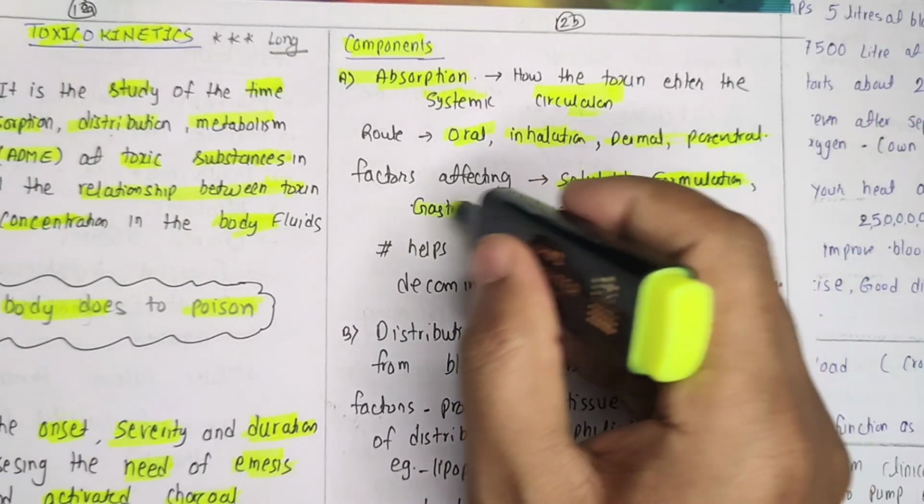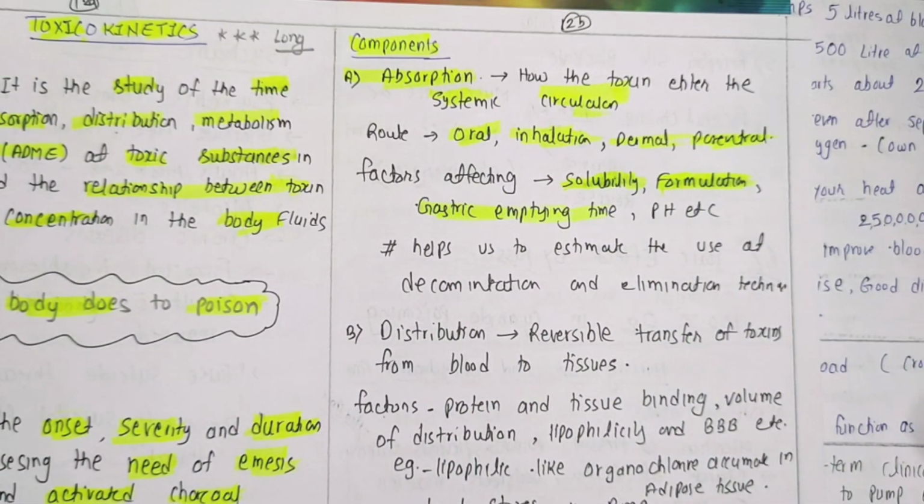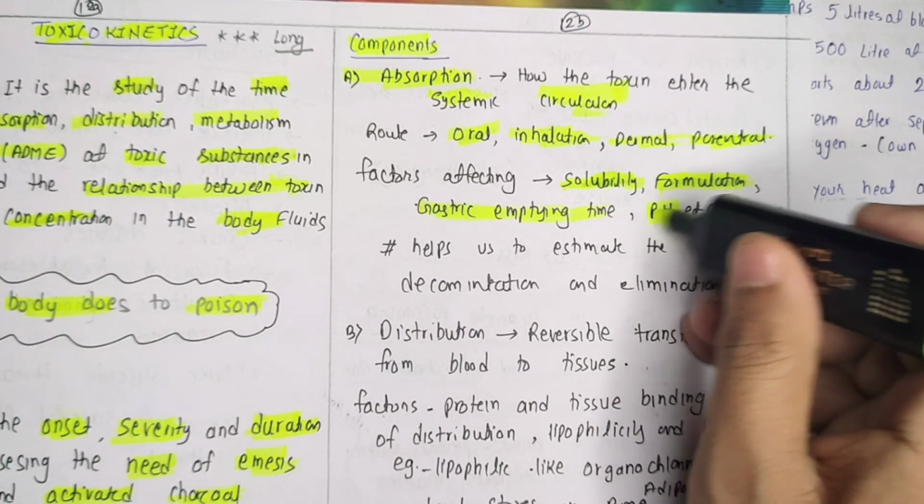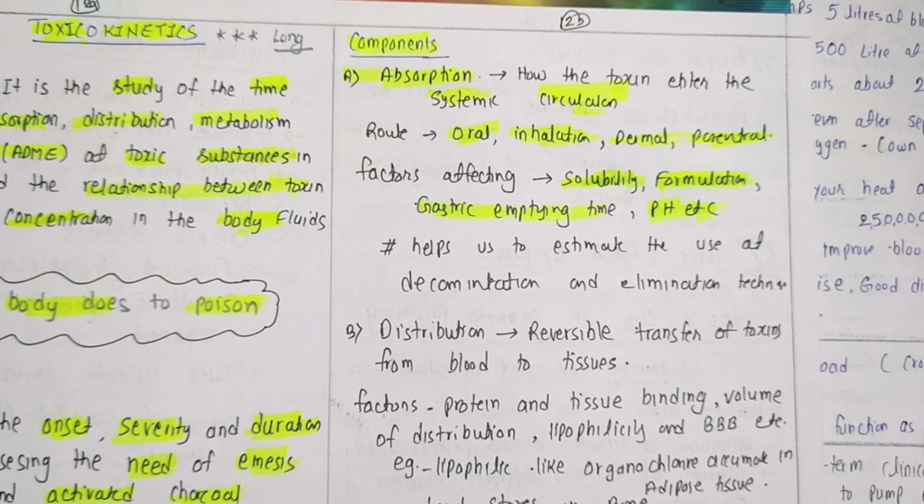Then what is the gastric emptying time? If the gastric emptying time is very fast, we will go with the catharsis process or whole bowel irrigation process. If gastric emptying time is so late, then we will go with the induction of emesis or gastric lavage, or by giving the activated charcoal. Then the relation with the pH and all those factors will determine which type of technique we can use in the management of poison substances.